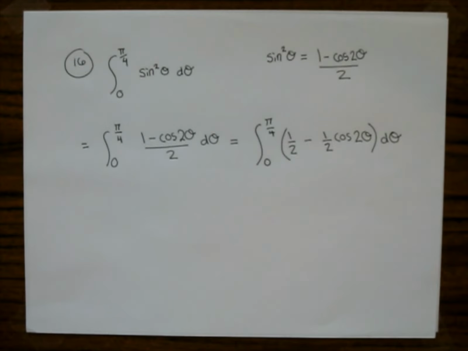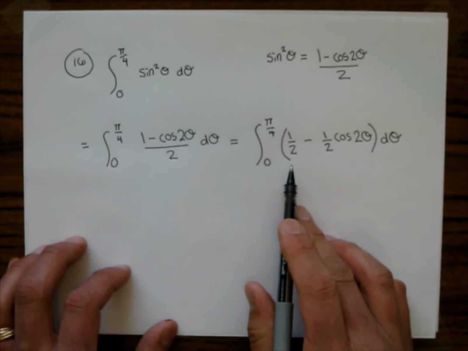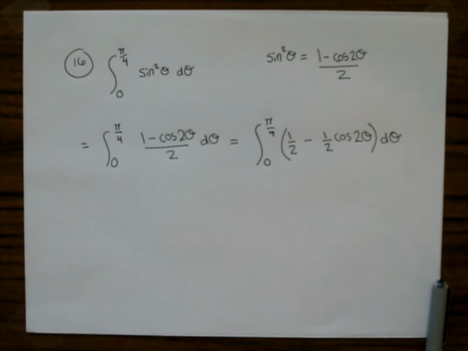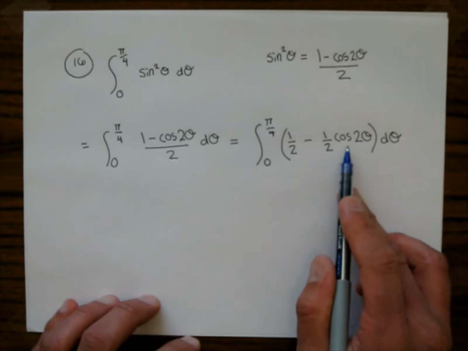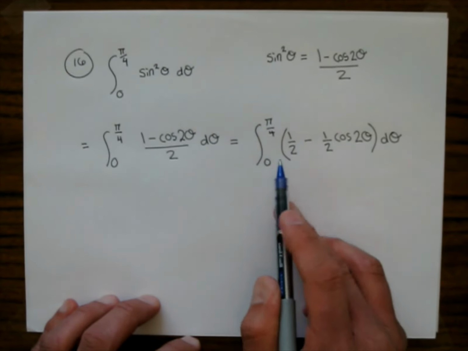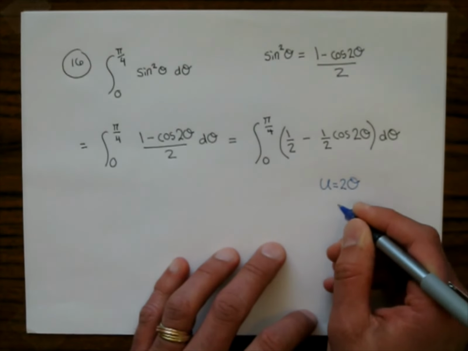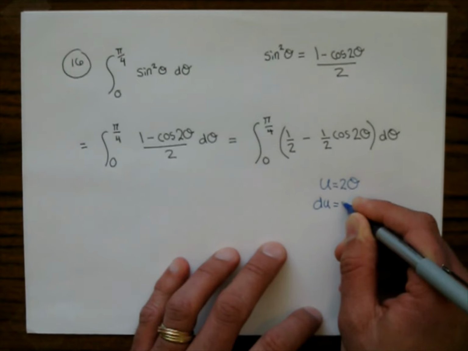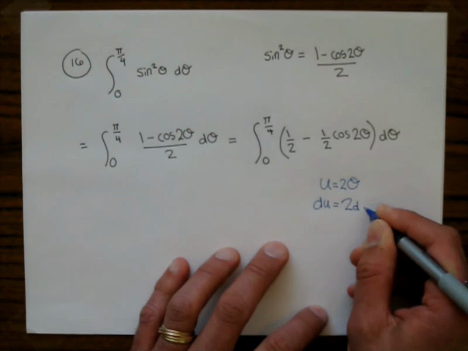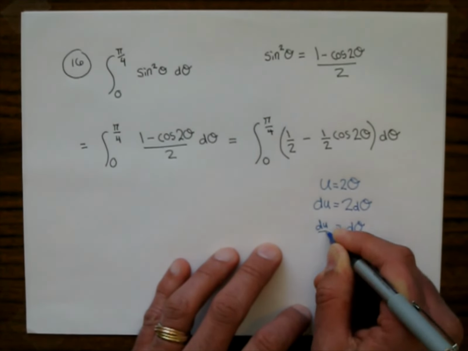And what are we going to do now? Well, what we're going to do now is a U-substitution. What should we let U equal? Well, you could let U equal 2 theta. I would probably just eyeball the rest of this problem, but I'm going to go ahead and let U equal 2 theta. And then what does du equal? Du equals 2 d theta. So d theta is going to equal du over 2.